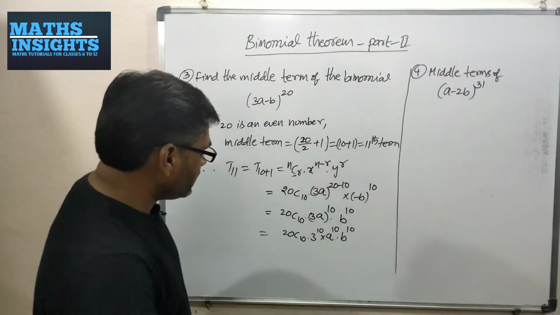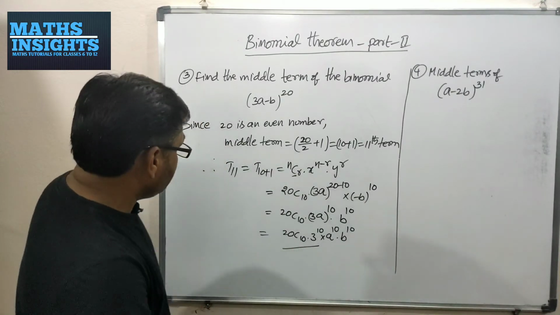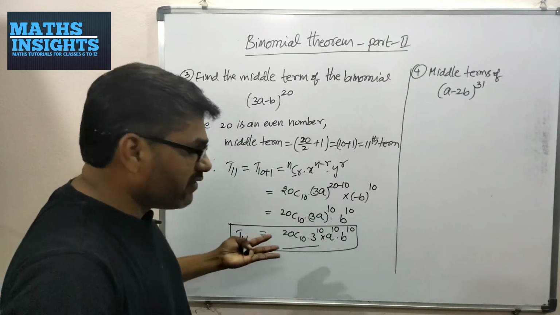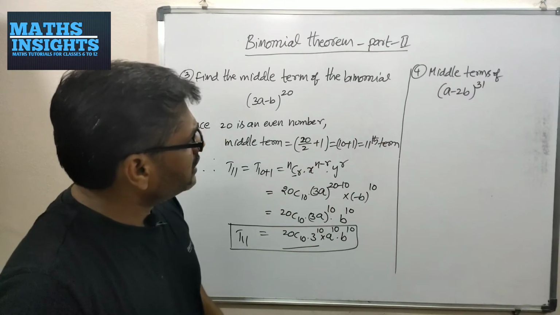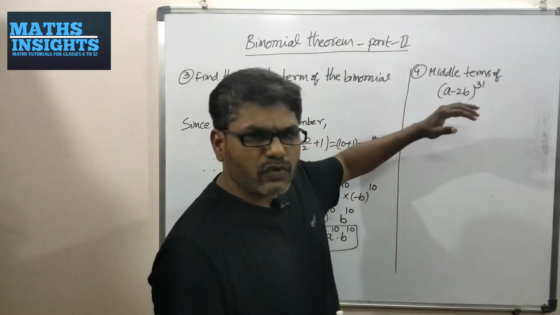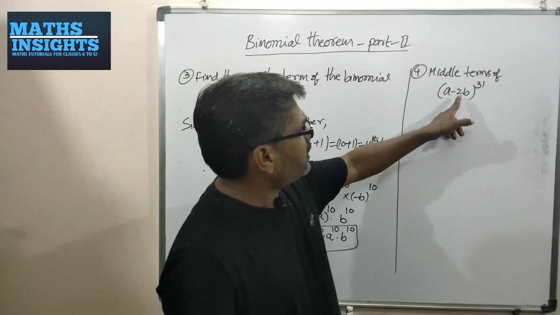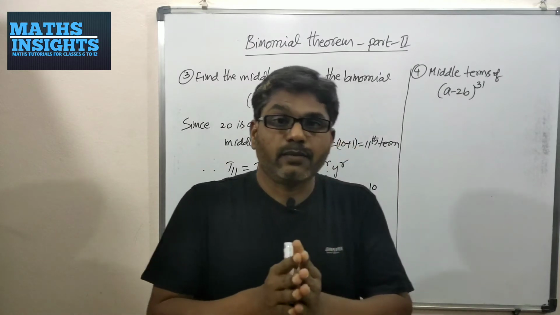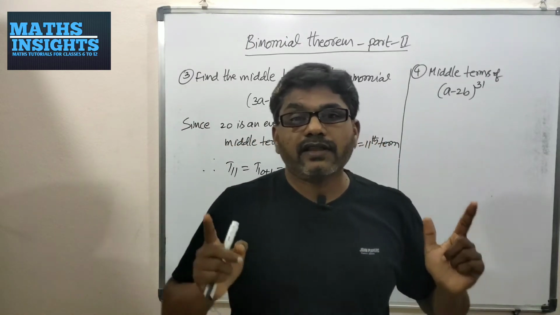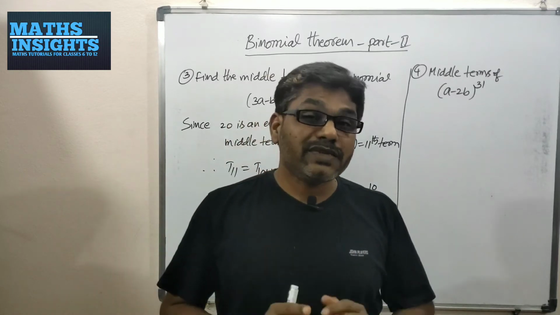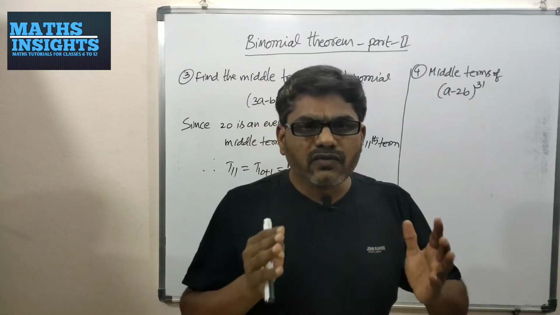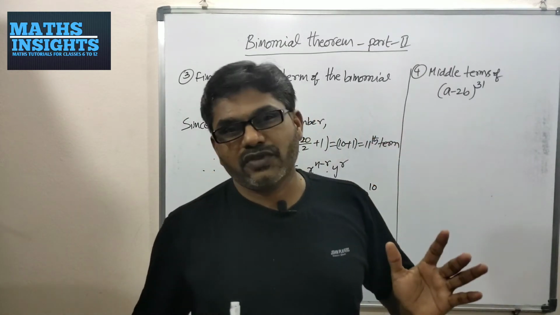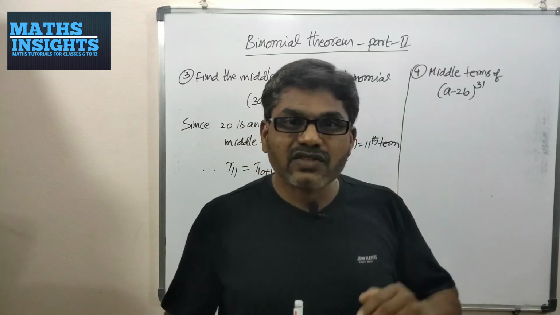If you calculate these values, you can easily find the middle term of this expansion, which is the 11th term. Coming to the next problem, they are asking the same question. Find the middle term of (a minus 2b) whole power 31. 31 is now an odd number. If you expand the binomial, there will be 31 plus 1 terms, that means 32 terms. You could not find only one term as its middle. There will be two middle terms if the index of the binomial is odd.